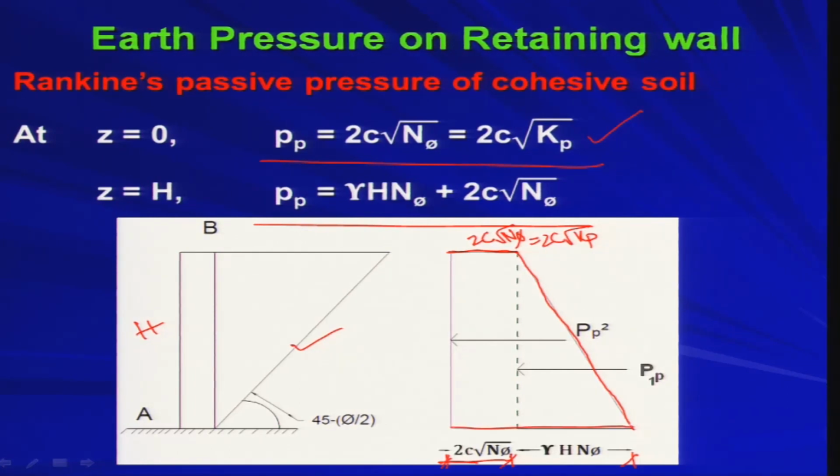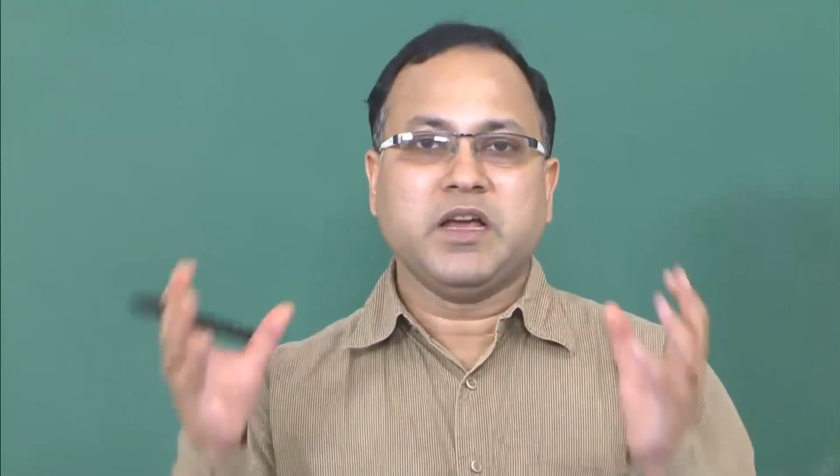Okay. So, now if you want to calculate the total passive thrust, what can you do? You can get the area of this whole trapezoid. So, this is looking like a trapezoid, right. You can determine the area of the trapezoid, and that area of the trapezoid will give you the total passive thrust.